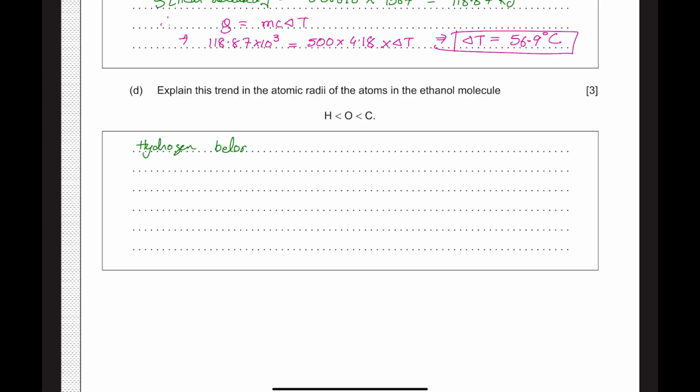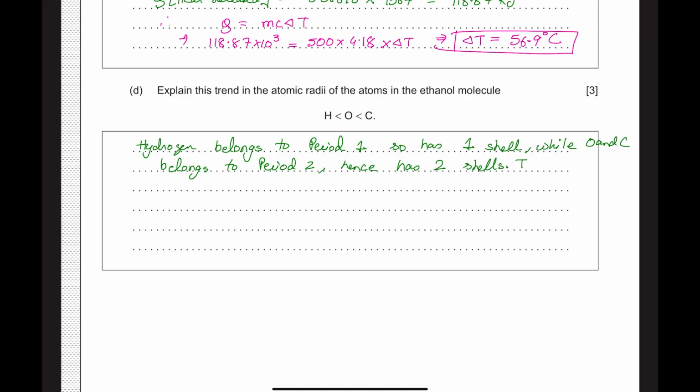So hydrogen belongs to group 1, so has one shell, while oxygen and carbon, I'm sorry, I'll say period 1. Oxygen and carbon belong to period 2, hence have two shells. So therefore, hydrogen is the smallest. Now we are done with hydrogen. We have explained why hydrogen is the smallest.